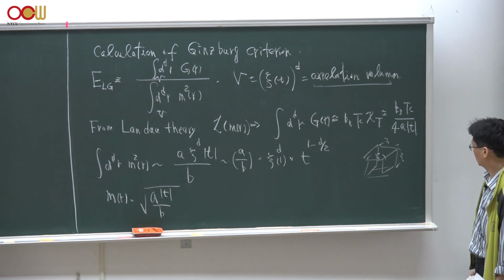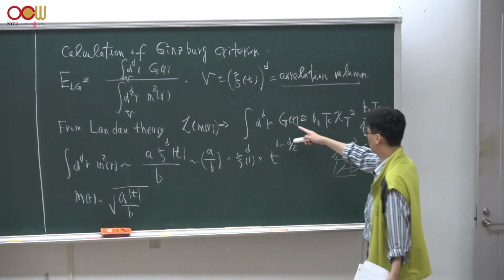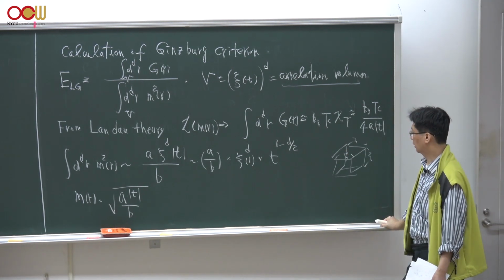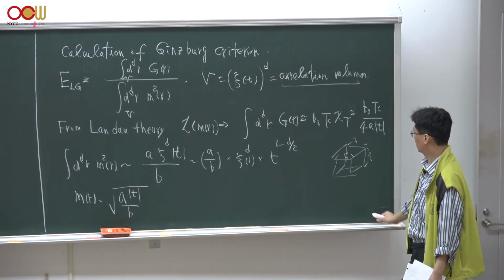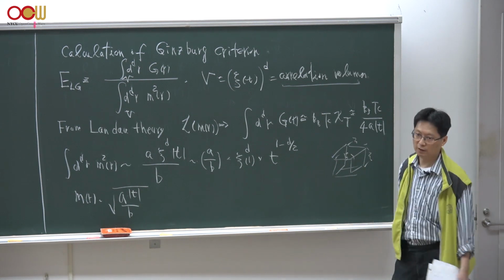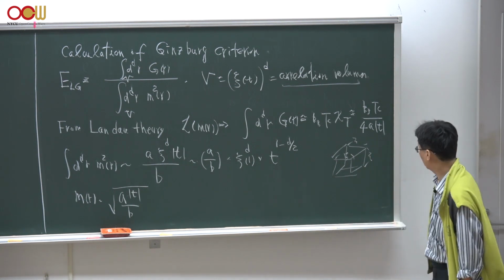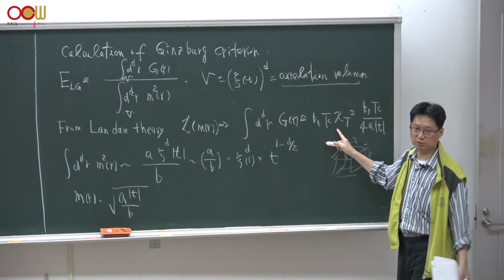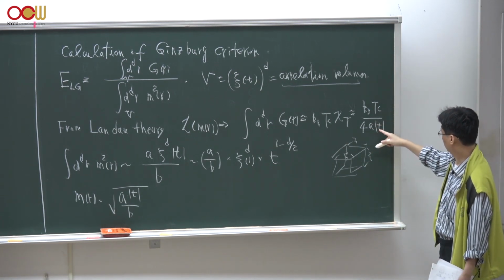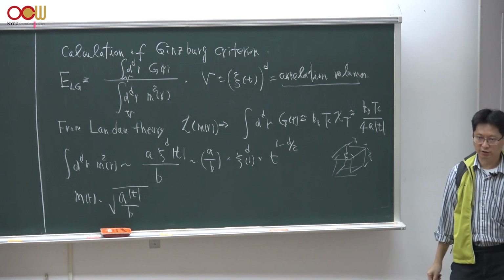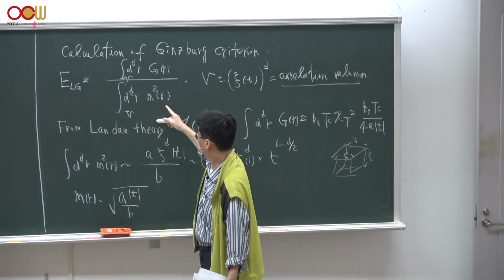From Landau theory, we know that the integral over spatial coordinate r of the correlation function, capital G of r, is nothing but kB Tc times the isothermal susceptibility chi of t that we already calculated some time ago, which is given by some prefactor divided by this little t. So that's the numerator. What about the denominator?